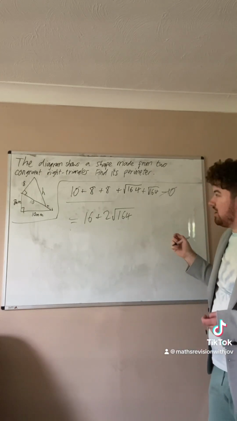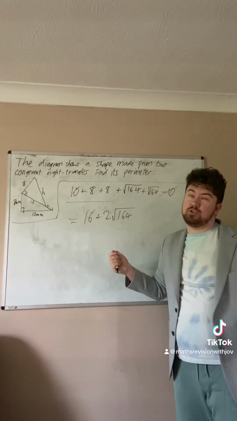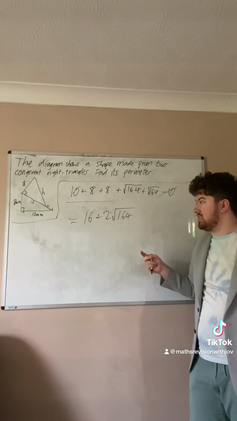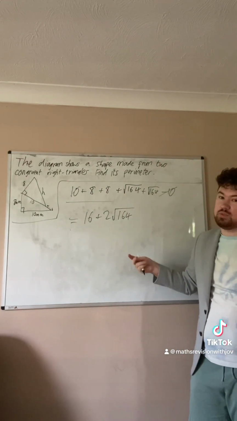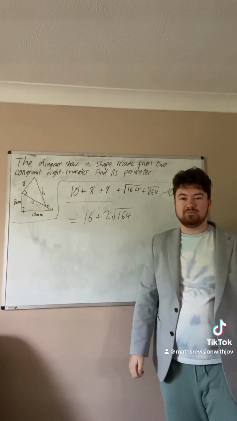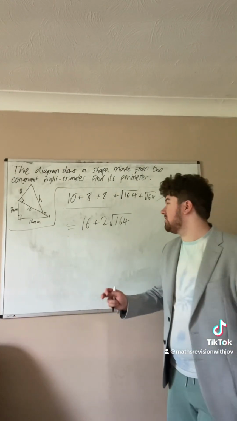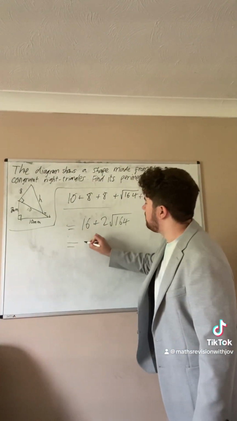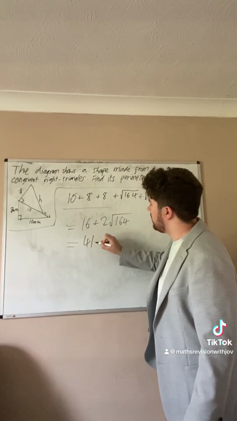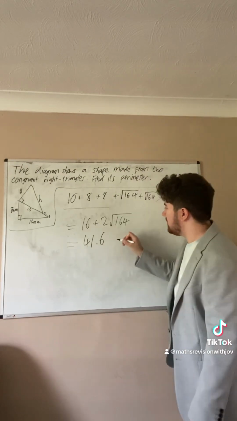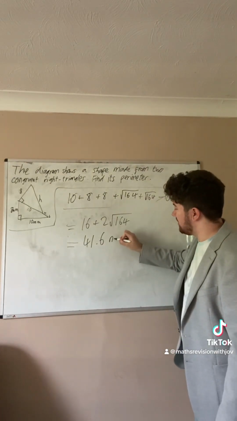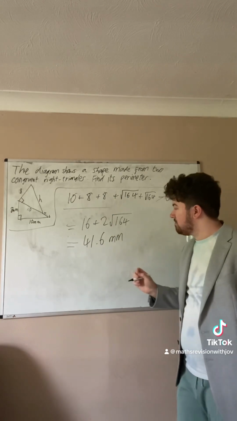But the question, well, this is from a paper 2 higher question, which means it wants us to find it in decimal form because we can use calculators. After putting that into a calculator, we see that this is about 41.6, and then we've got millimeters on the end. And that is our answer.